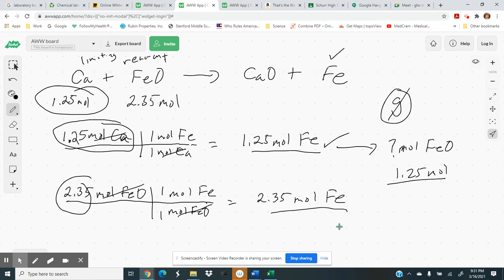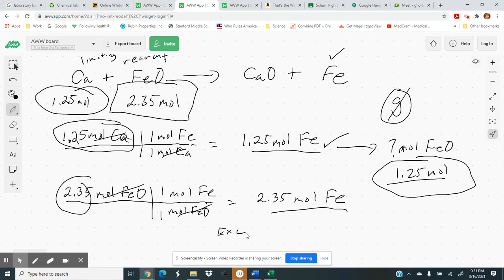So whenever you ask for excess, you have to figure out the substance in excess. Not all of these will react, only a certain amount, the amount that you're limited by. Either you can use this to calculate the amount of FeO, or you can use this one. In this case, they're all the same. They will give you that 1.25 moles of FeO reacted. So how much is left over? Well, 2.35 minus 1.25 looks to be 1.10.